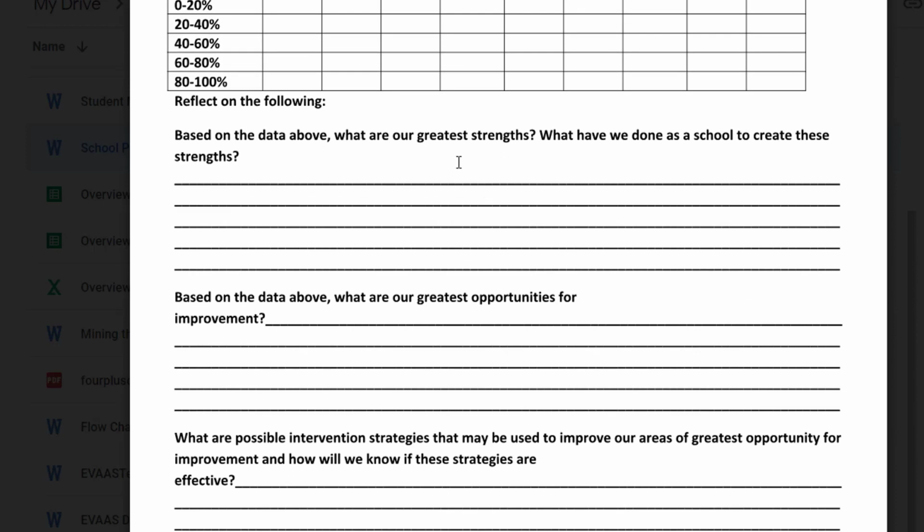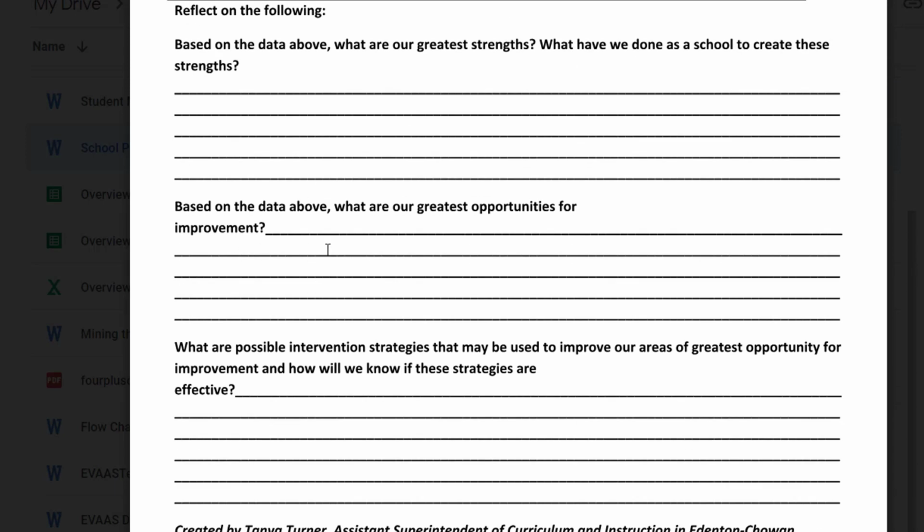Based on the data, what are your greatest strengths? What have we done as a school to create those strengths? Well, we know just from the little bit that we've looked at, we do a very good job teaching our low-performing students, especially our black males and females who are low-performing. We exceeded growth with that particular subgroup. That's definitely a strength, and we need to pinpoint what we're doing in order to get those results so that we capture those strategies and continue to use them.